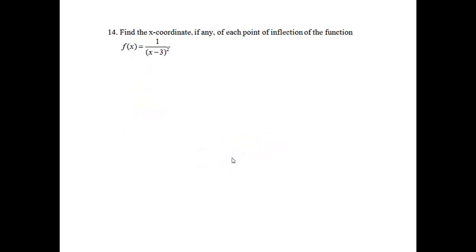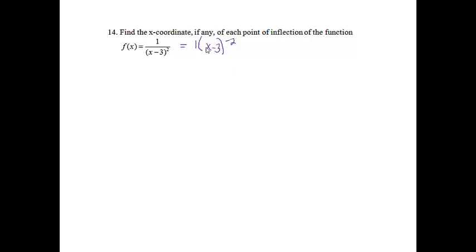Okay, problem 14. Find the x-coordinate, if any, of each point of inflection of the function f of x equals 1 over x minus 3 squared. Again, to find points of inflection, I need to get to the second derivative. Before I do that, you could use the quotient rule, but I'm going to take the easy way out here. I'm going to just move the x minus 3 up top and make it a negative 2 power.